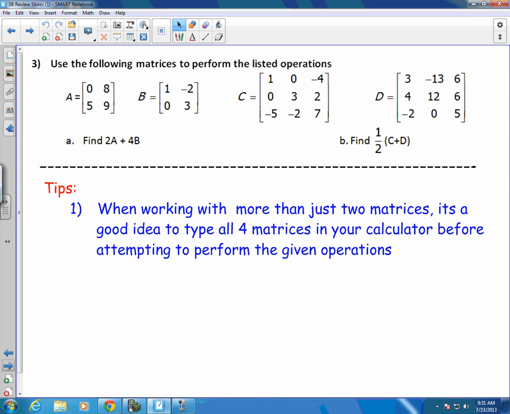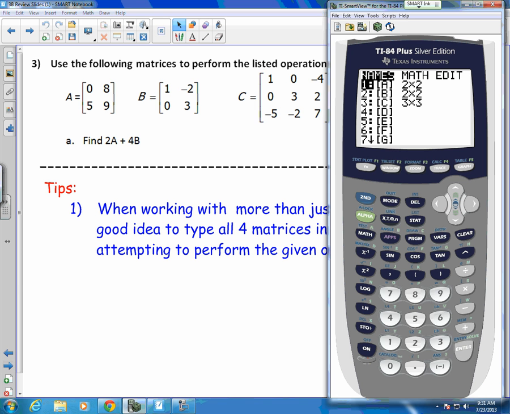Okay, so number 3 is the first one I want to look at. Number 3 gives you 4 matrices to start. And my tip here is when working with more than just 2 matrices, it's a good idea to type all 4 in your calculator before attempting to perform the given operations. So with that, let's pull out our calculators.